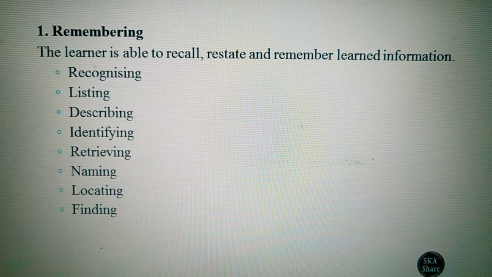Remembering is one of the most important things: learners are able to recall or restate and remember all the information that they have learned. They can remember through recognition, listing, describing, and identifying. All of this measures what percentage of the information from the learning text the learners have remembered.